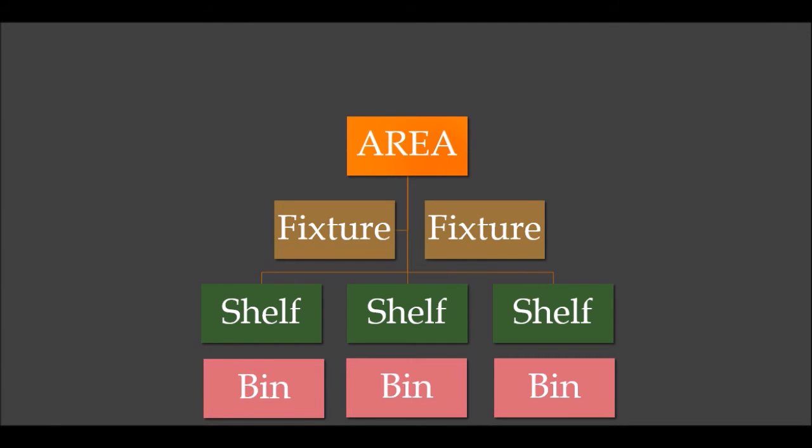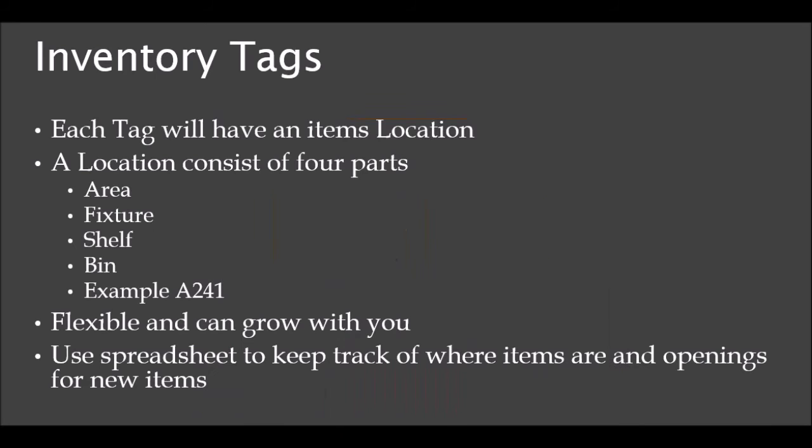So let's look at what that looks like a little bit closer. You're going to make up tags for each item you have, and it's going to have on that tag the item's location. We're going to have the area, the fixture, the shelf, and the bin. So basically you're going to have 4 different characters on here. For example, we could have something in area A, on fixture number 2, on shelf 4 of fixture number 2, and in bin spot 1. So your tag would read A241.